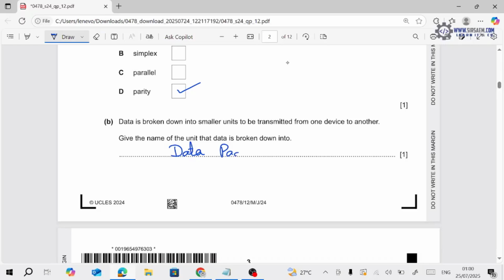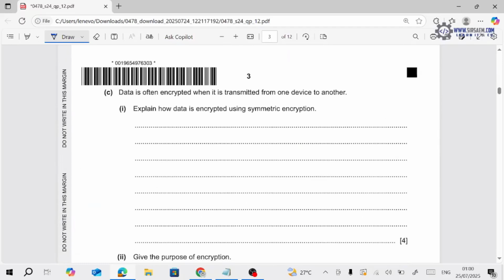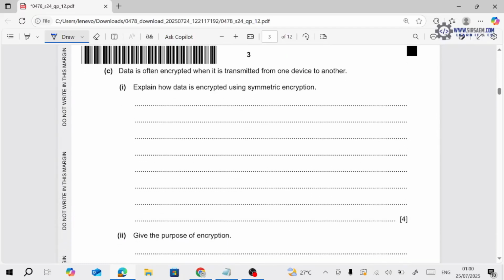So I have a very elaborated lecture of mine where I've discussed your protocols. Data is often encrypted when it is transmitted from one device to another. Explain how data is encrypted using symmetric encryption.